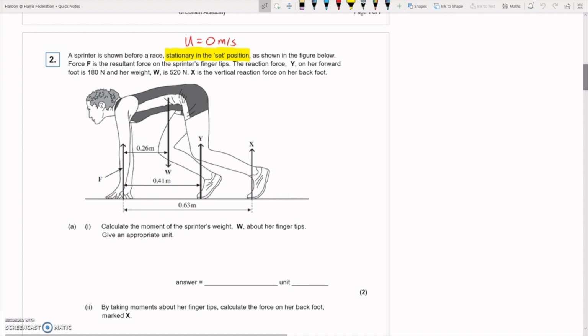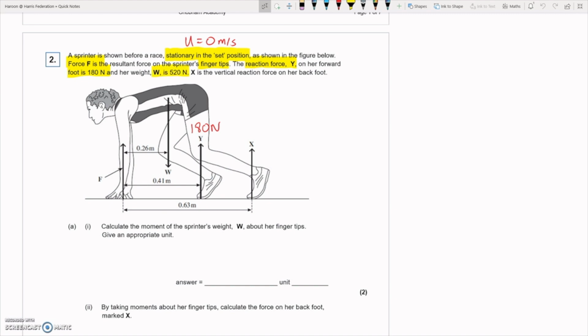Next part. Force F is the resultant force on the sprinter's fingertips. Okay, so that's force F is the fingertips. It's nice and easy, F and F. The reaction force Y on her forward foot, that's about here, that's 180 newtons. So I'm just going to add that because I don't want to get mixed up later on. So I'll put that there.